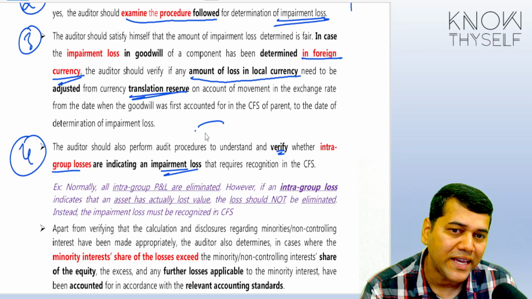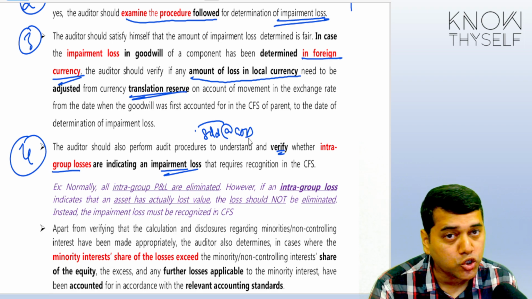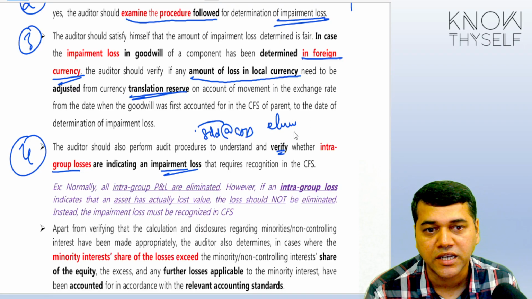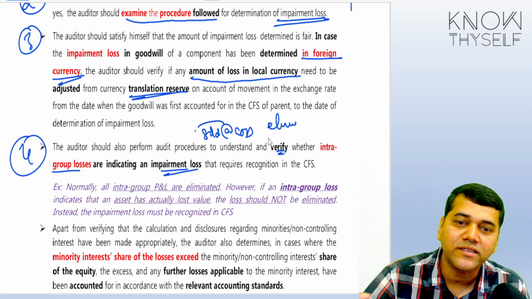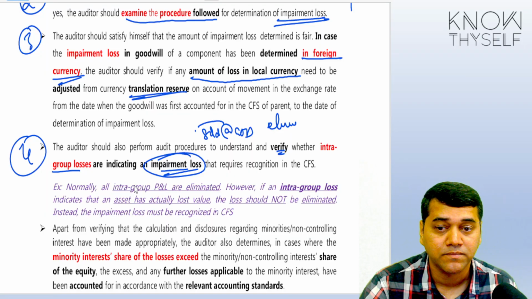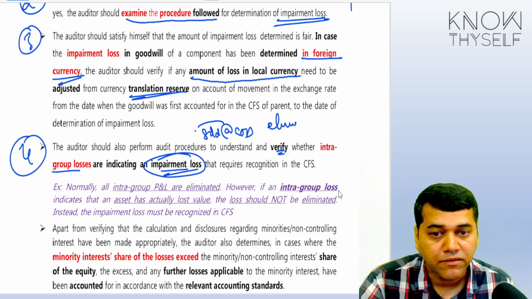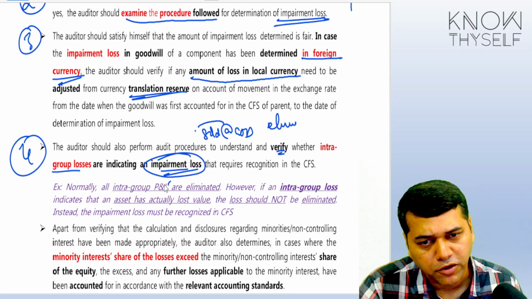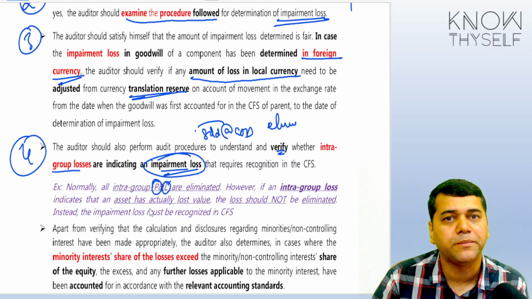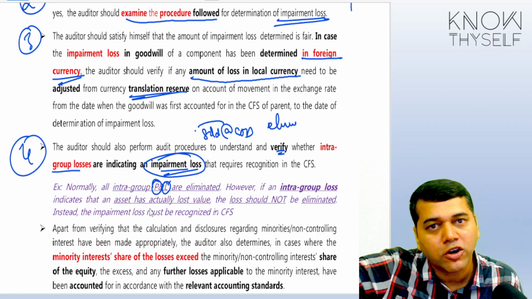Now, if you have sold any asset at a loss, are you supposed to eliminate that loss? You will eliminate it by passing a journal entry. But if you are selling any asset at a loss, is it not an indicator of the impairment loss for that particular asset? Normally, intra-group profits and losses are eliminated. Both profit and loss are eliminated automatically. It is not that you pass one separate entry for it. The moment you eliminate the intra-group transaction, your loss also gets eliminated.